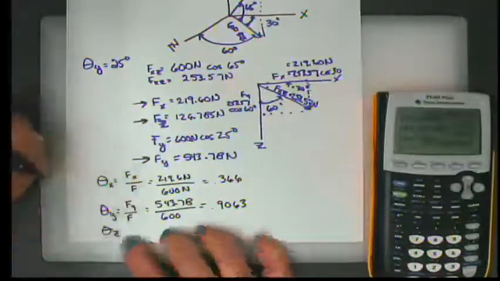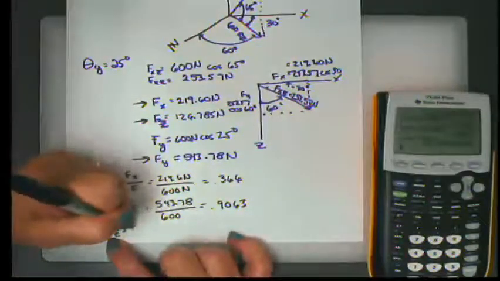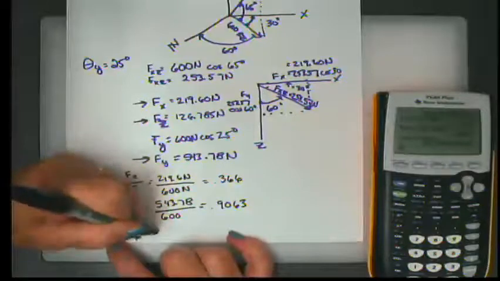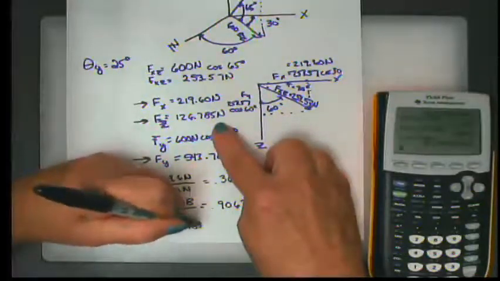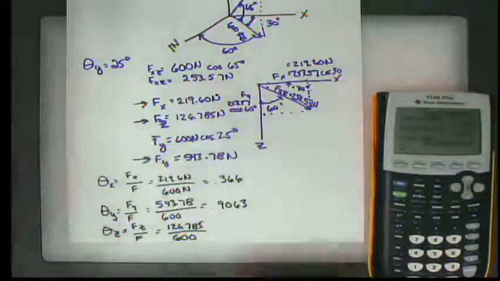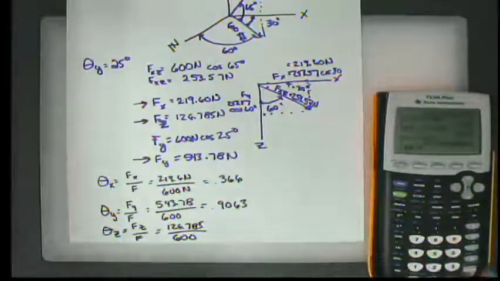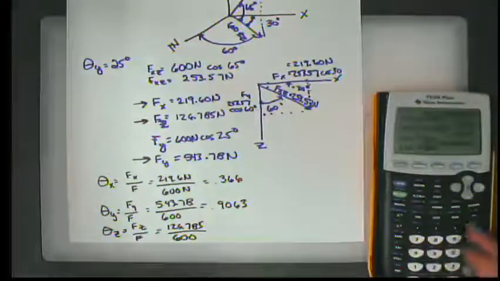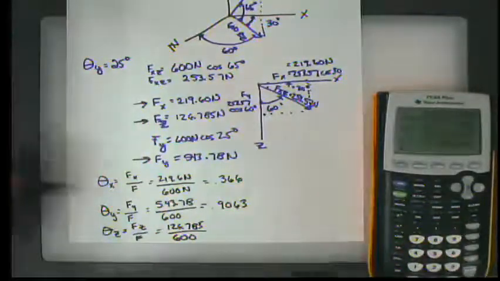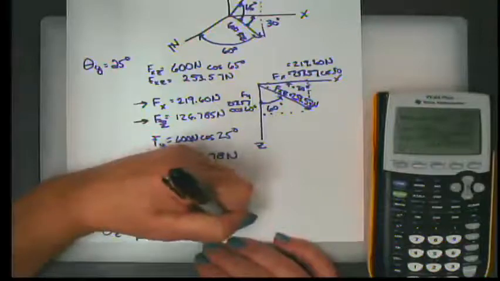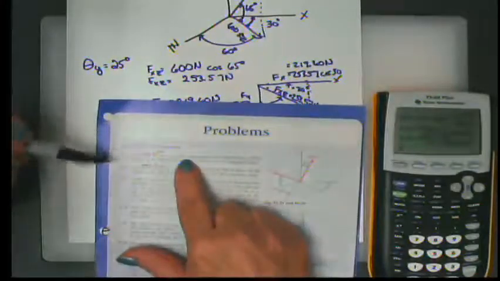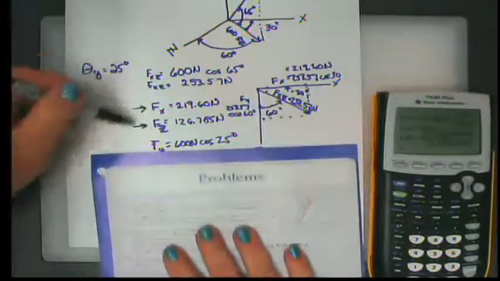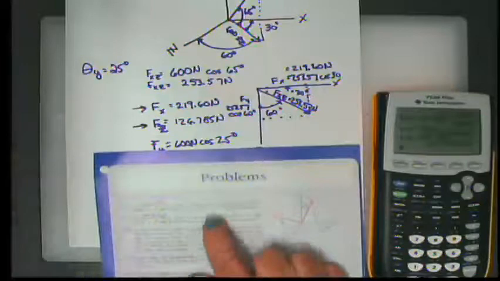My theta z would be F sub z over F. My F sub z is 126.785 newtons. My F is 600. So if I take 126.785 and divide by 600, I get a directional cosine of 0.211. All right, so the questions then are determine the x, y, and z components of the force, which I have right here, and then it asks me for the angles.